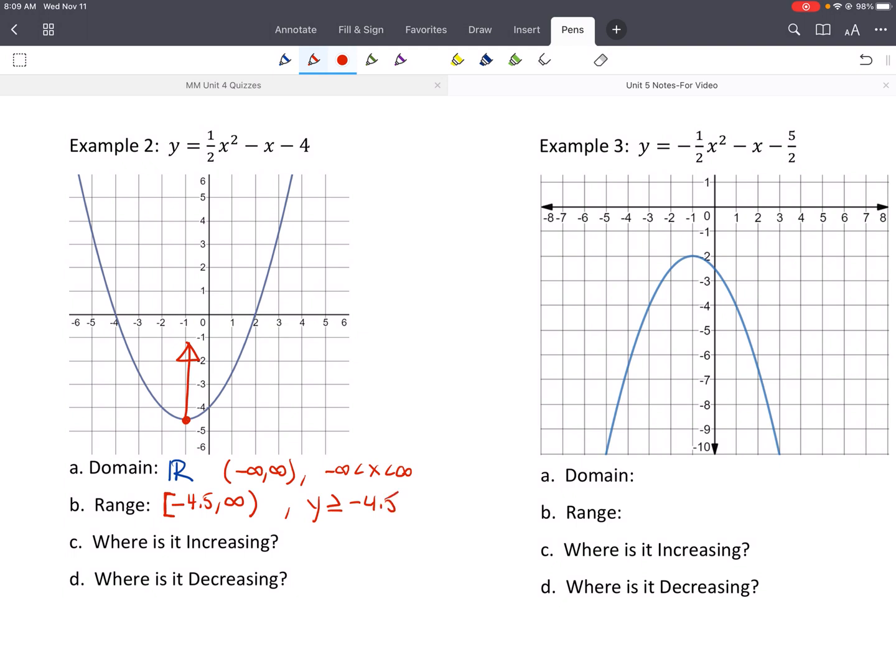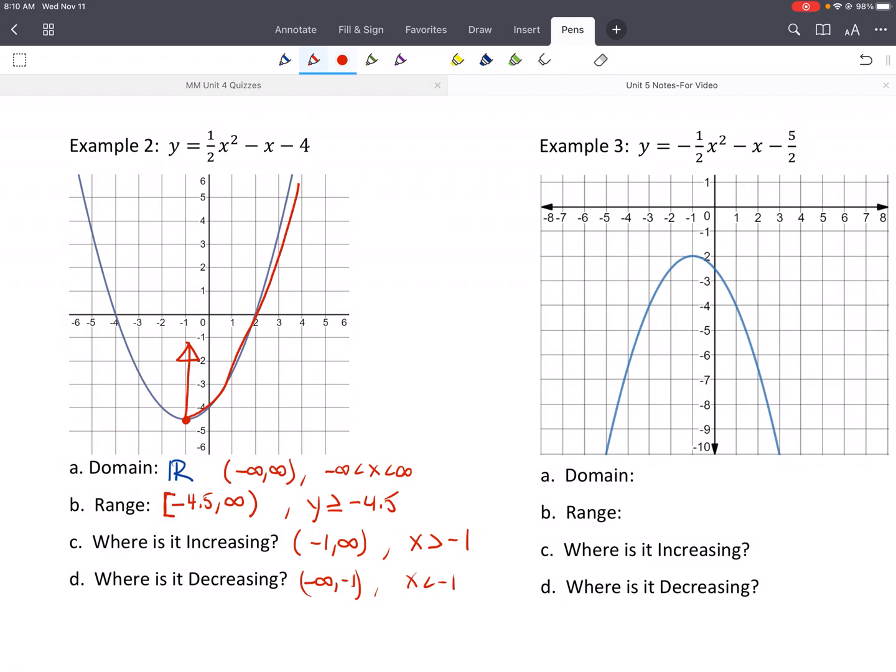Where is it increasing? Okay, well, it looks like it's increasing here. So that would give us all starting at -1 to infinity. Or we could write it as an inequality, so all x values greater than -1. And then decreasing would be everything else. So it would go from -infinity to -1. And all x values less than -1.